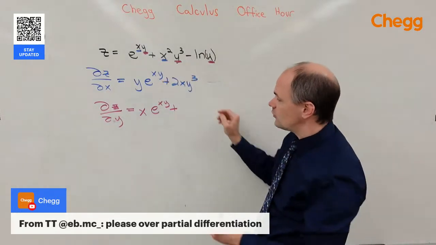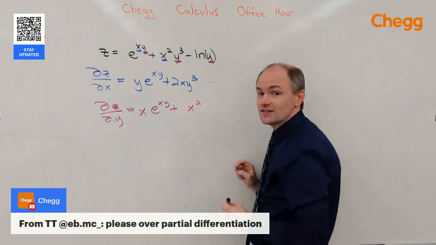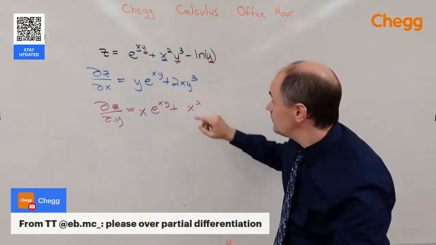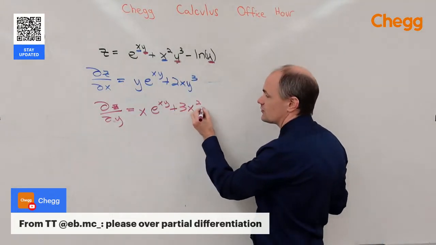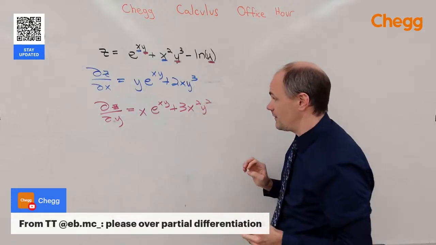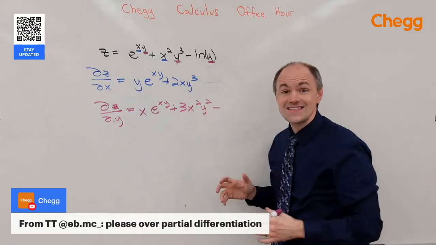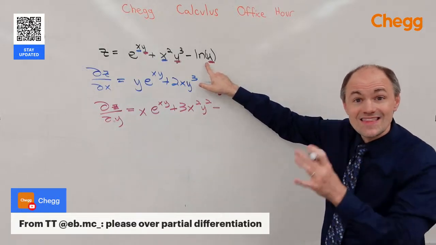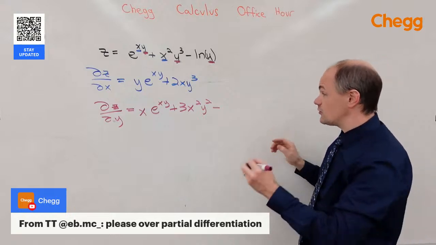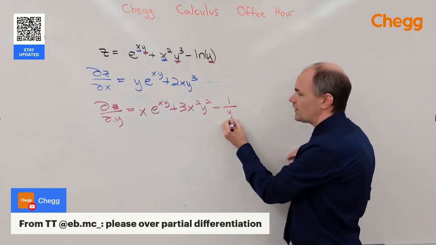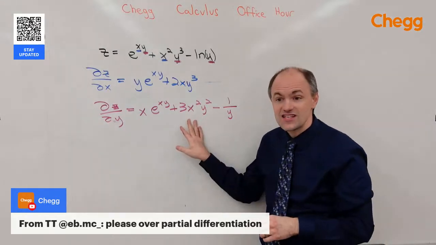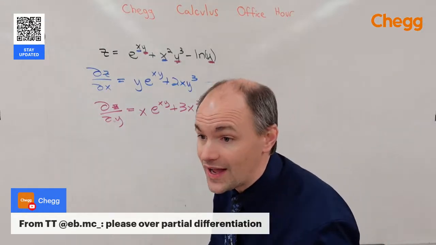Plus x squared, that's a constant. It stays along for the ride as we take the derivative of y cubed. Y cubed's derivative is 3y squared. Minus, this time, as we do the derivative of the natural log of y, this time y is a variable. So the derivative of natural log becomes 1 over y, and that becomes a function that describes how fast things are changing in the y direction.